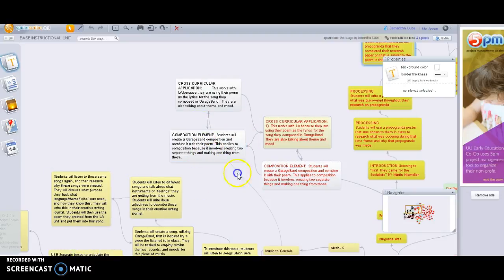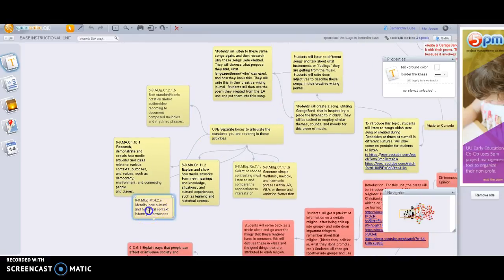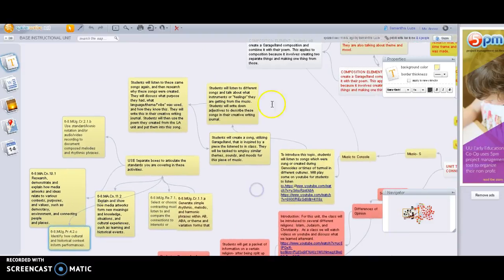Some of the standards, and I won't read them all, but a few of them are: identify how cultural and historical contexts inform performances, so why the songs had the meaning that they did; and generate simple rhythmic, melodic, or harmonic phrases, which I'll be doing in GarageBand. So yeah, those are my two portions of our unit.